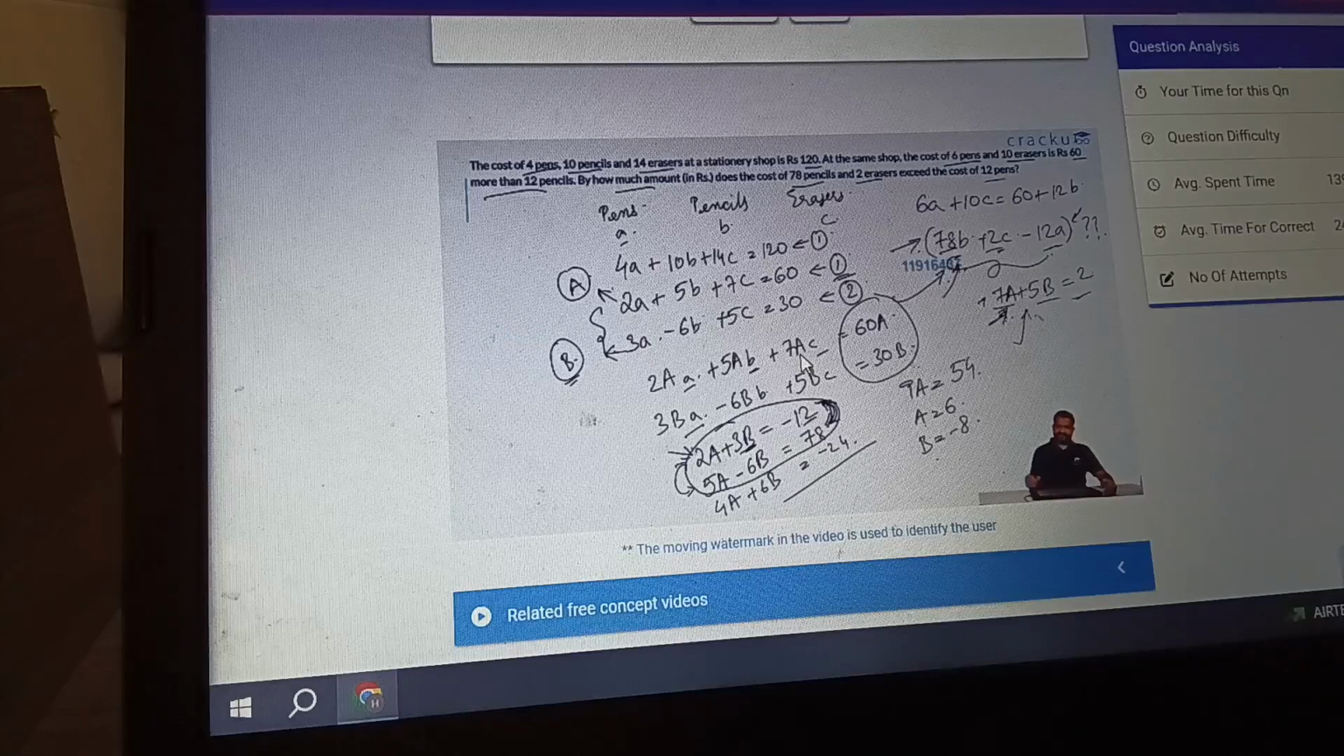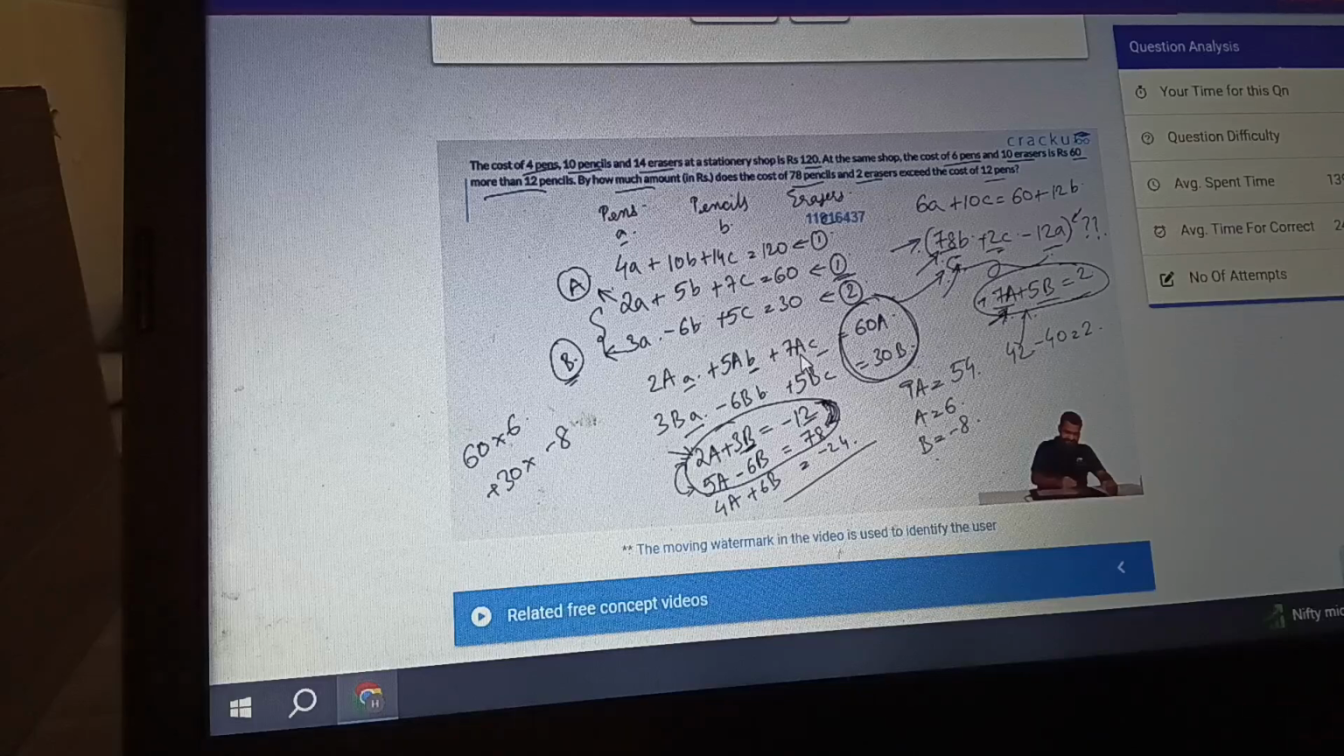Let us substitute them in the third equation to see if it is consistent. In this case, 7A will equal 42 plus 5B will be 5 into minus 8, which is minus 40, which is equal to 2. So this system is consistent. This would imply that we will be able to calculate the value of 78B plus 2C minus 12A, and it will equal 60A plus 30B. That is 60 into 6 plus 30 into minus 8. This will equal 360 minus 240, which is equal to 120. So the required answer is 120.